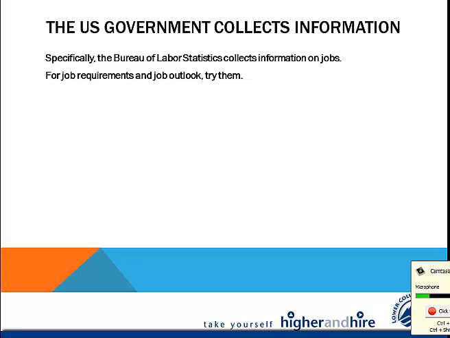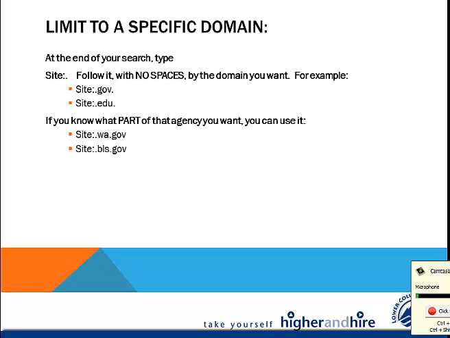If you're looking for information on jobs and employment, for example, the U.S. government collects that information. If we add this to our previous search, to look at the Bureau of Labor Statistics for job outlook information, we would add site:/.bls.gov to our search for job outlook in healthcare. For any domain you want, you would put site:/. whatever the name of the domain is. No spaces.